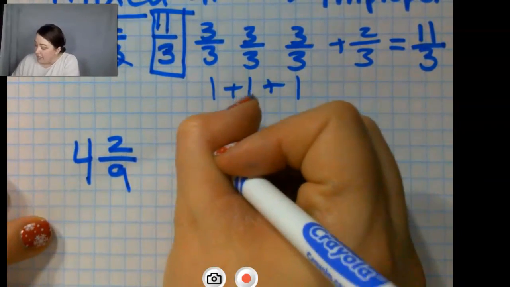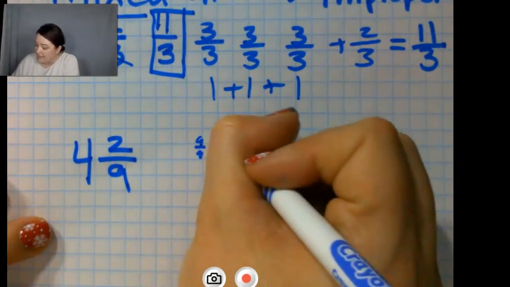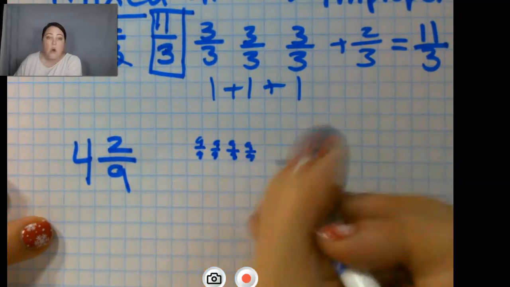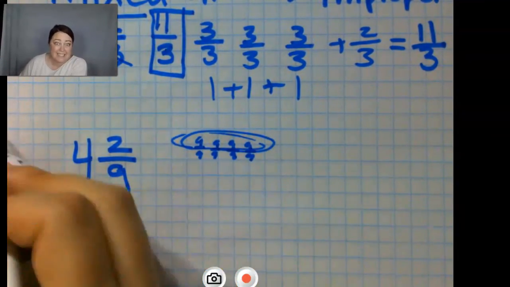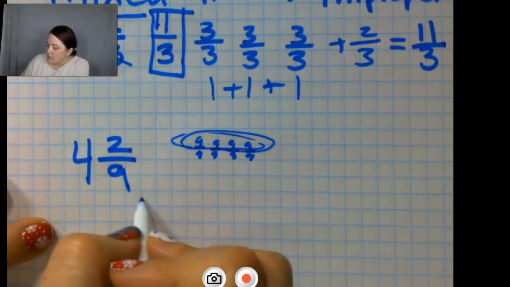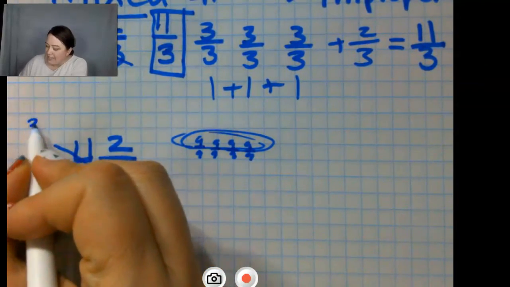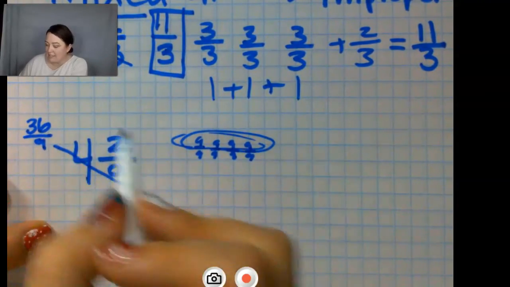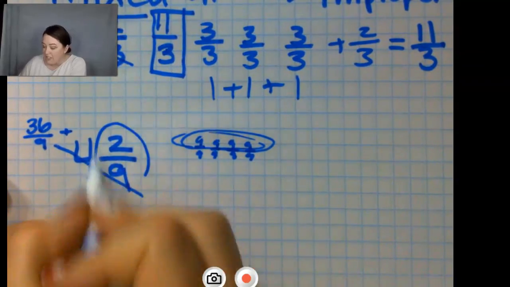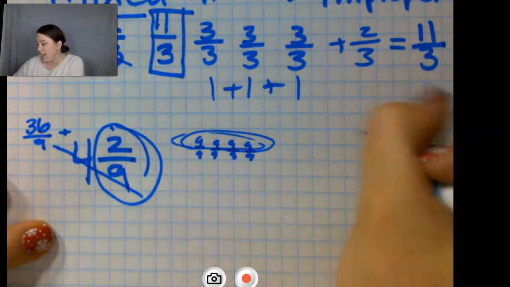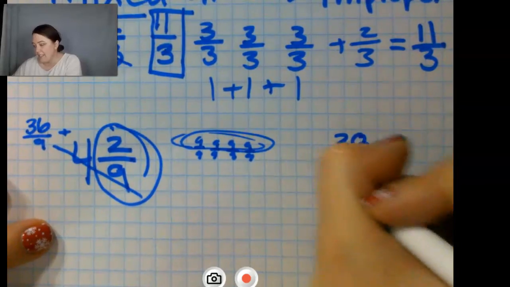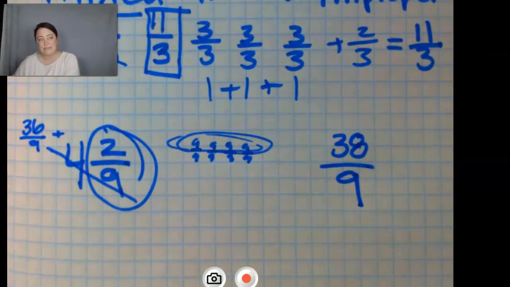So if I had four and two, I don't know, ninths. I could say nine ninths, nine ninths, nine ninths, nine ninths. Or a fast way to add four nines is multiply, right? So four times nine is 36 ninths. Now I can add my stragglers, my two ninths. So 36, 37, 38, 38 ninths.